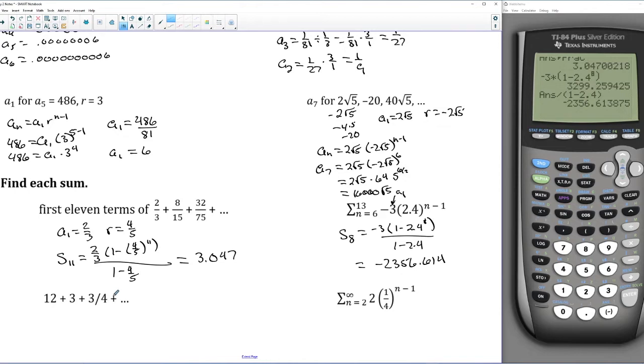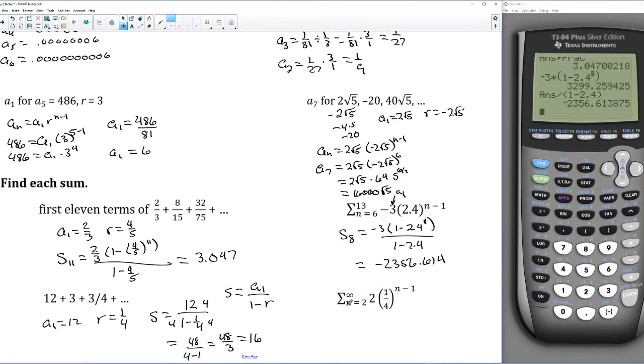This one is infinite because of the plus dot dot dot. So A sub 1 is 12 and r is 1/4. We're multiplying by 1/4 every time. So the sum is equal to 12 over 1 minus 1/4. The sum is A sub 1 over 1 minus r. Well, we can multiply everything by 4. We get 48 over 4 minus 1. So 48 thirds, and that is 16.